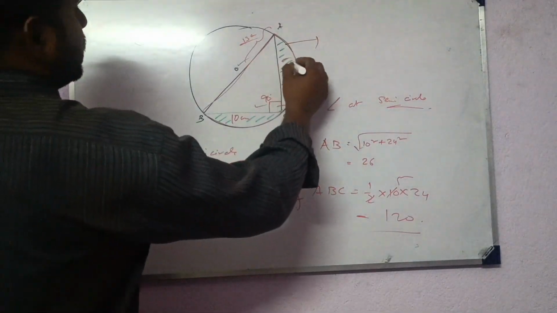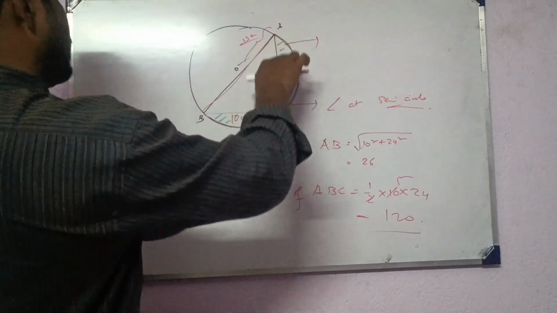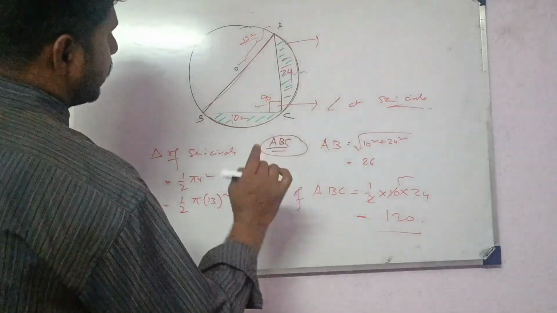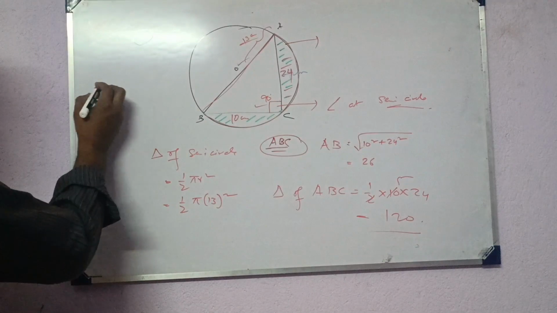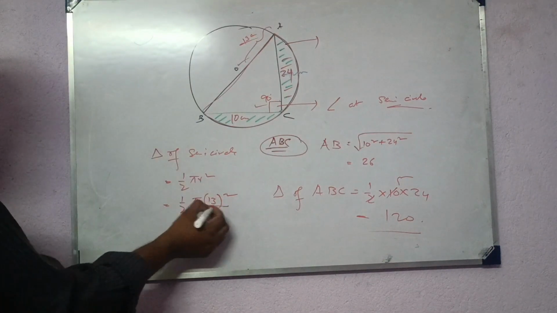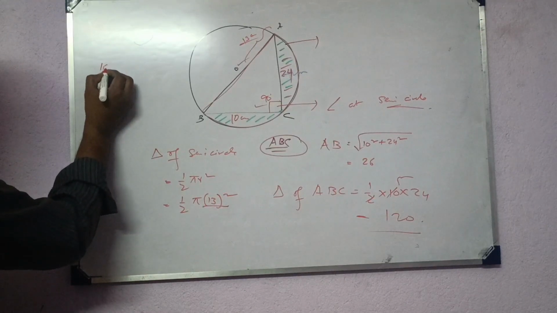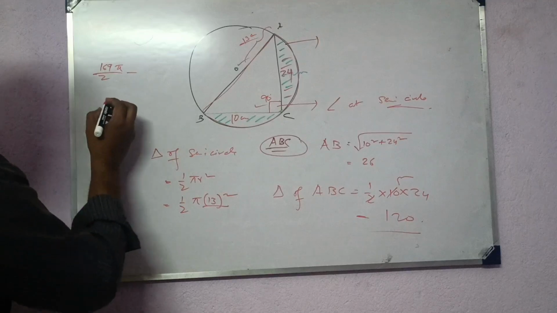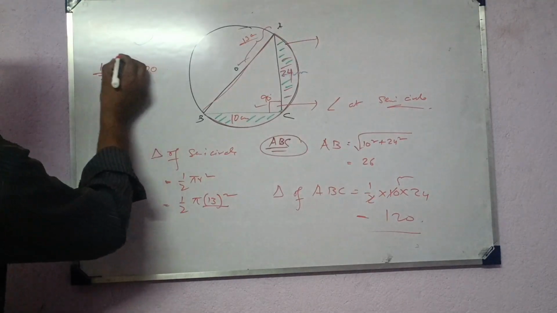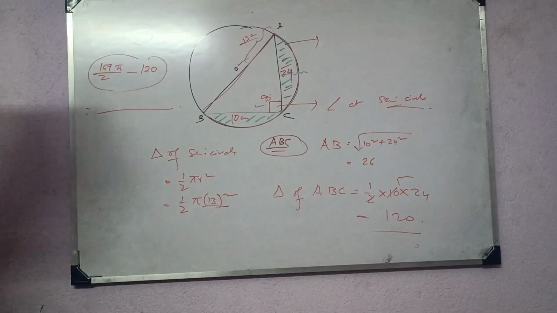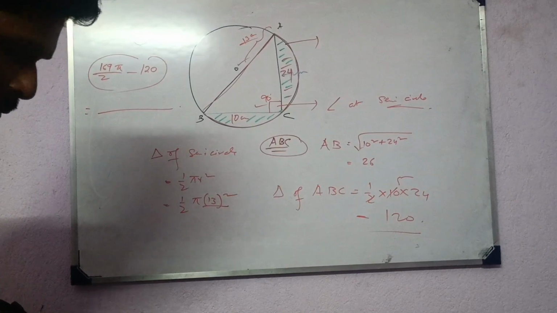So to find the shaded region, it is very clear that if we subtract the triangle from the semicircle, we will get the area of the shaded region. That is what we are doing. Area of the semicircle is 13 square, that is 169, so 169 by 2 pi minus the area of the triangle, that is 120. If we calculate this, we will get the area of the shaded region. So this sum is done.